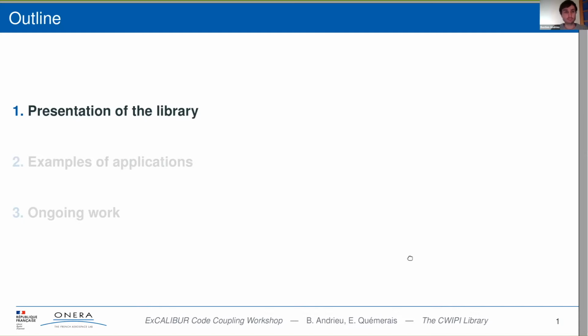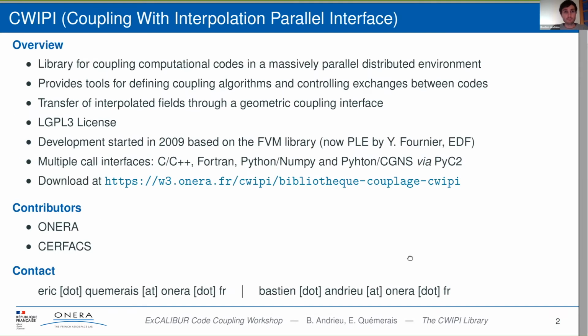next few years. So CWIPI has a lot of similarities with the other libraries that have been presented earlier by the lecturers. Like Precise, PLE, and MUI, it's a library. It's also open source under LGPL license. So it targets coupling of codes in a massively parallel distributed environment.